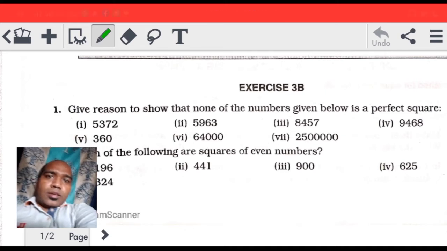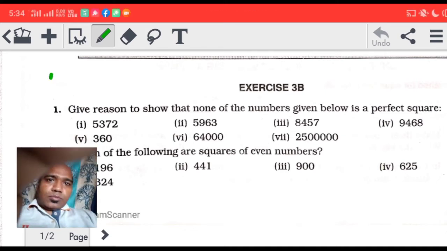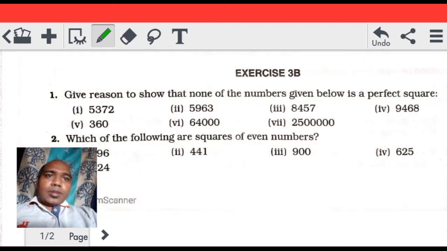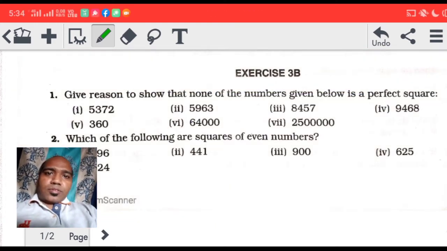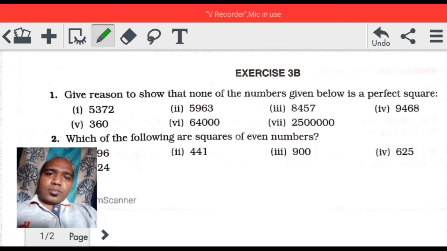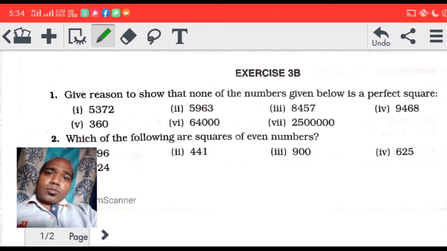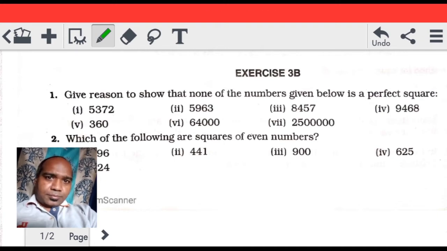Okay, so I want to say that please be serious in your studies. We don't know how long this episode of COVID-19 coronavirus will go. So you have to study anyhow. Okay, you don't have to leave your study. So keep studying.